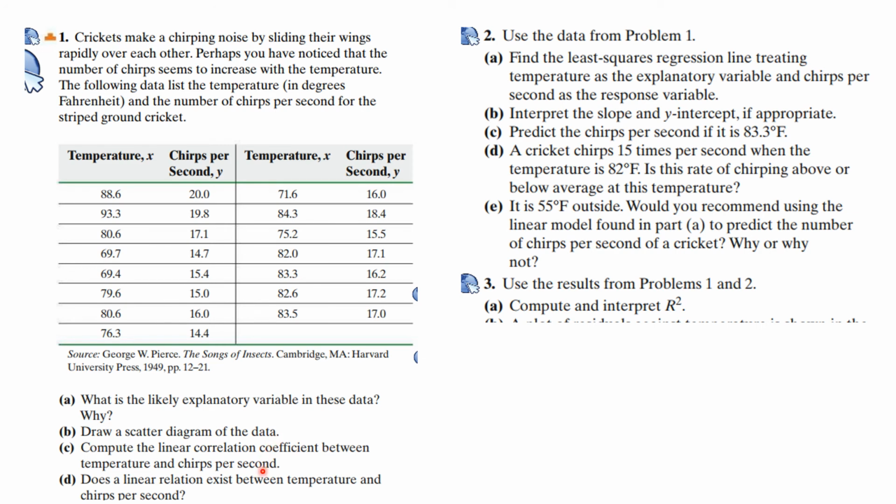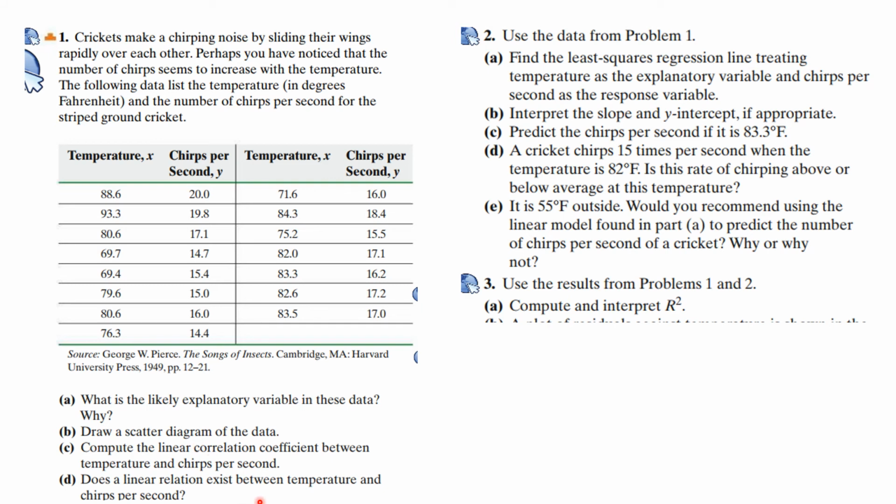The next question is, we were supposed to compute the linear correlation coefficient between temperature and chirps per second. So we use this data and do the calculation, and we find that lowercase r is equal to 0.835. Now that's positive, so that means it's a positive association. As the temperature goes up, the number of chirps goes up. That's somewhat close to 1, but not so much. And in fact, if you were to square this, you would say r squared is 0.697, which means that 70% of the variation was explained by this regression equation, but not more than that.